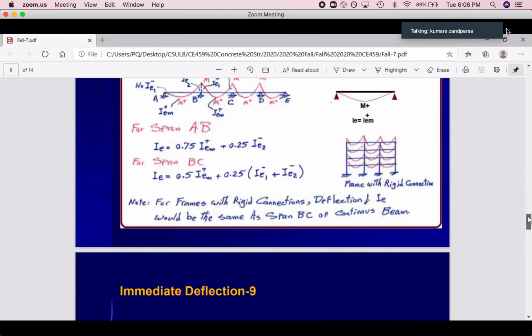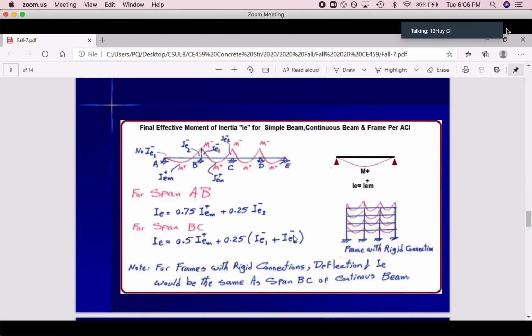So, any question on this slide? I got a question. Yes. For span AB, is it always the case that the positive moment is going to be 75%? Always 75% positive. If you have this case, you have negative moment just at one side.